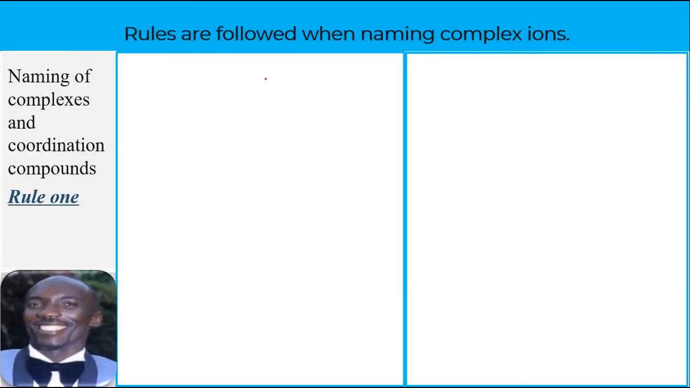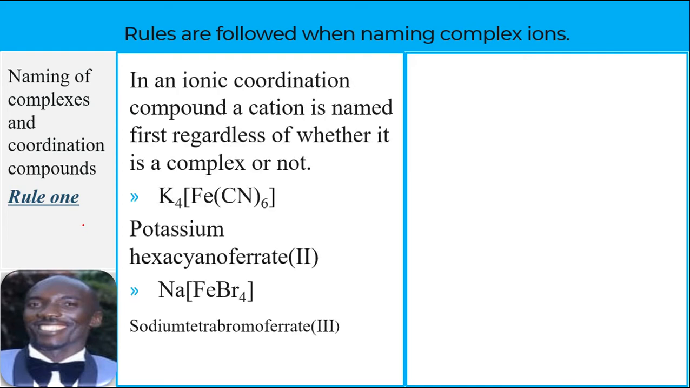So to name complexes, we have some rules that we follow. We look at rule number 1. So in ionic coordination compounds, later in the lesson we shall look at the difference between a coordination compound and a complex, but they are almost the same. When I say almost, it doesn't mean that they're the same.